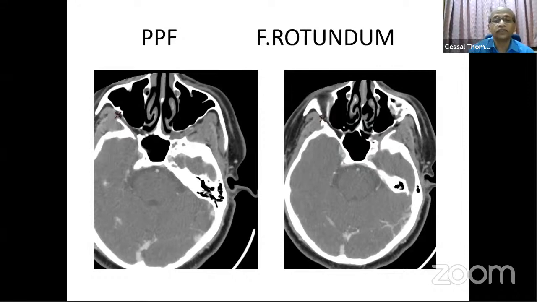Why am I saying this is widened? Because I can compare with the opposite side. This is the foramen rotundum here, and on the opposite side this is the foramen rotundum. So this is widened, and some enhancing structure is there inside.